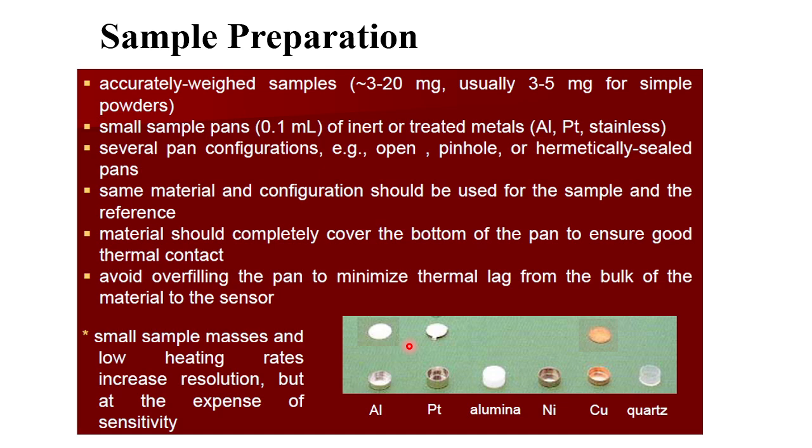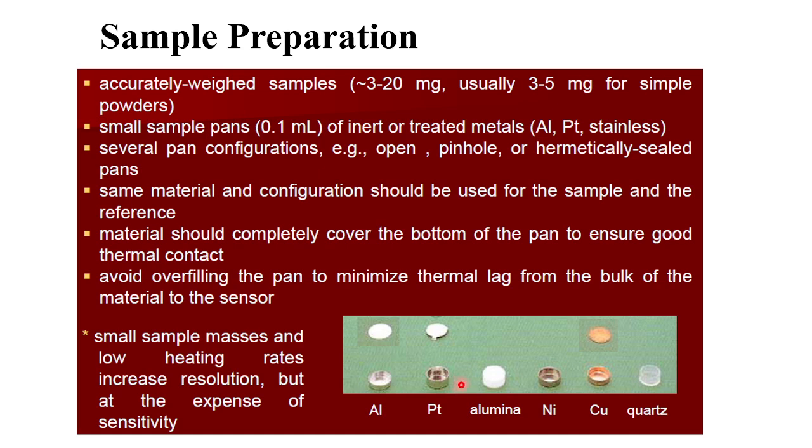Now there are different sample preparation. Actually, you can go for 3 to 20 mg. There is a small amount of sample required to do the DSC test. So usually 3 to 5 mg sample is taken, and there are small sample pans.